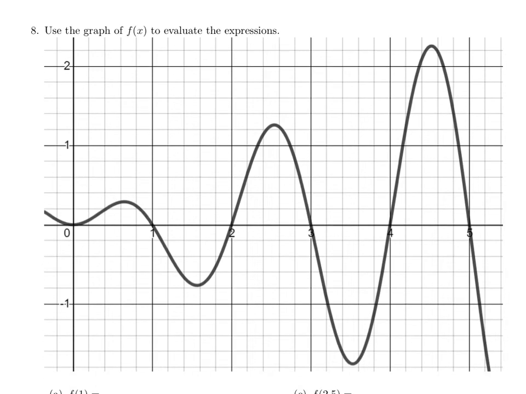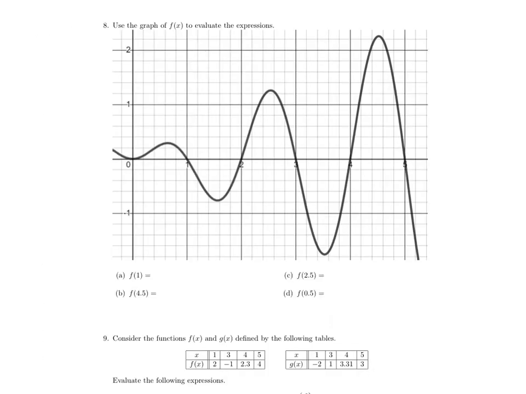Number 8. It looks like I'm going to need to make this a little smaller. Okay, so number 8, use the graph of f of x to evaluate the expressions. So you have parts A, B, C, and D. Remember that normally you see f of x, right? So if we look in the directions, we see f of x. In part A, we have f of 1. Notice that the 1 is taking the place of the x. So they're saying when x is 1, what is y? Here is where x is 1. You're actually on the graph there, so you don't have to go up or down at all. Your y is 0.